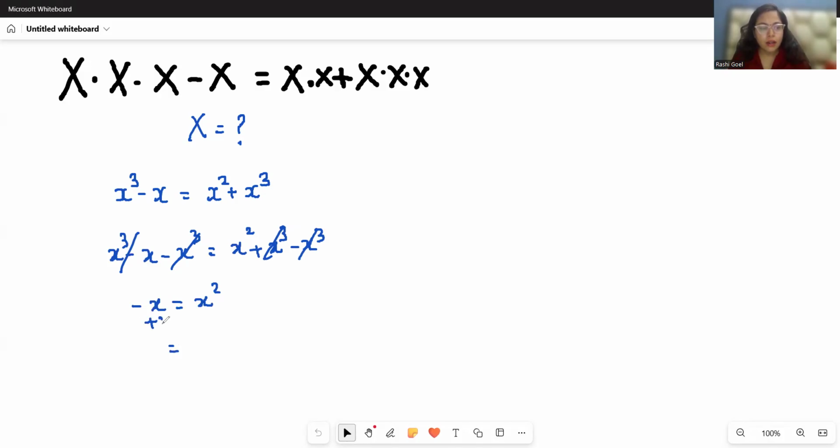So if I add x to both sides, this will cancel out. So x squared plus x equals 0, or we can write x squared plus x equals 0 like this. Now I can take x as common. So x times (x plus 1) equals 0.